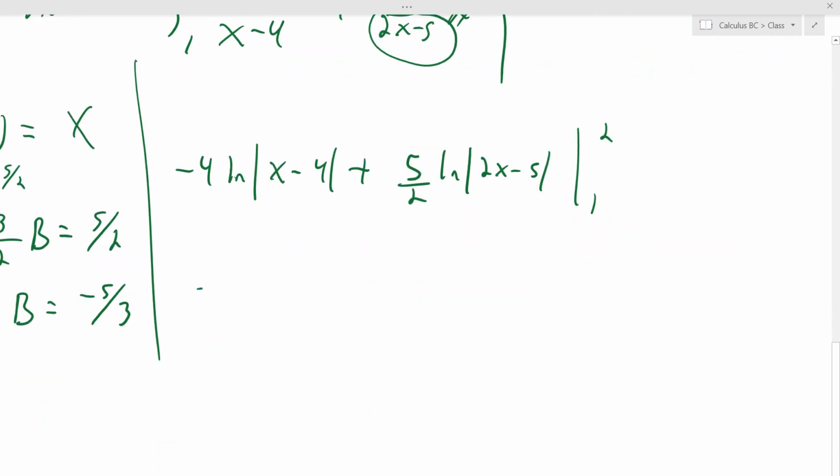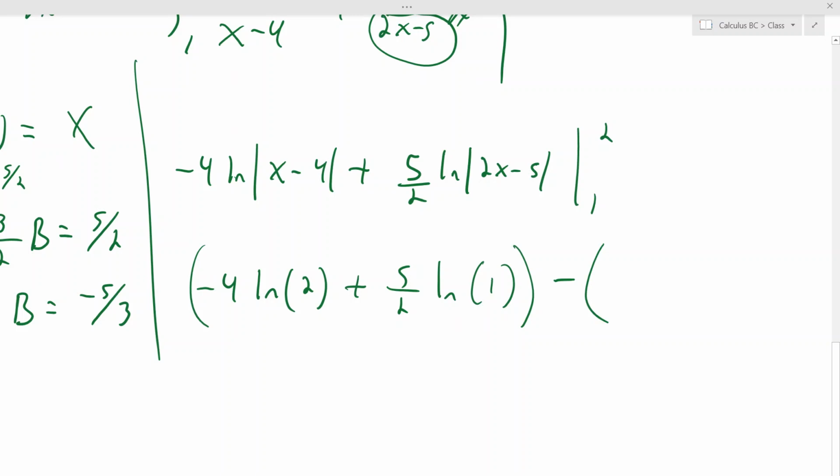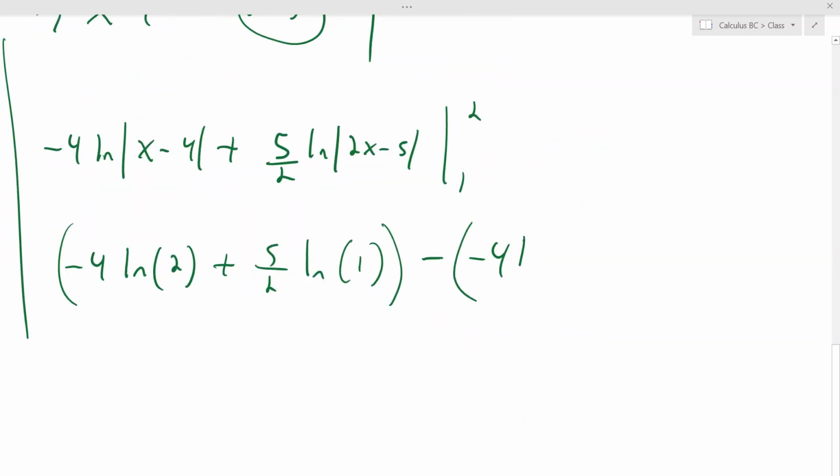So that's going to be negative 4 ln of 2 plus 5/2 ln of, plug 2 in there, you get 4 minus 1, so 1. So that's just a 0, that just goes away. Minus, when you plug a 1 in, you get negative 4 ln of 3. Remember, it's negative 3, but it's an absolute value.